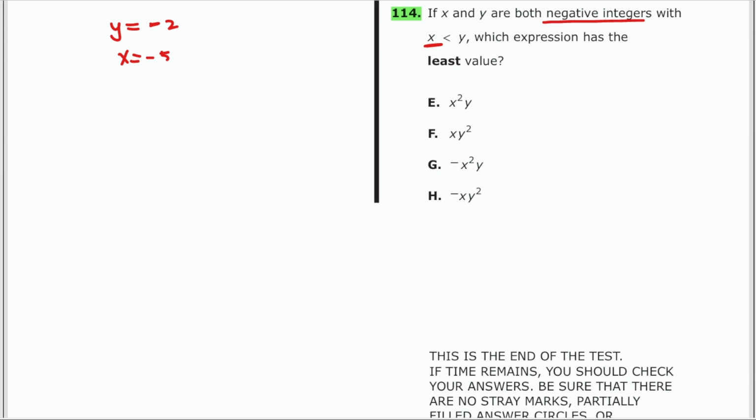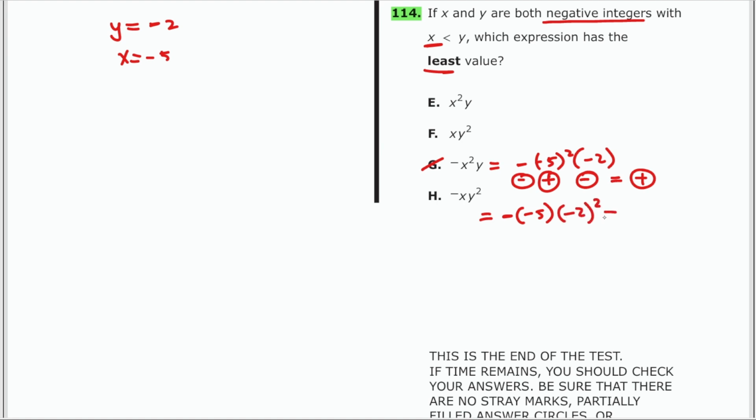Now let's start plugging them in. Here we have negative x squared, so -5 squared times -2. What you have here is a negative times a positive times a negative, and you get a positive answer. Chances are G is wrong because we're looking for the least value. All right, what about H? In case of H, we have negative -5 times -2 squared, which is minus and a plus, so it's a plus. Since G and H are both positive, chances are they're just not the right answer. So now we are between E and F.